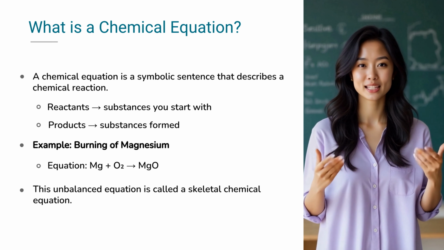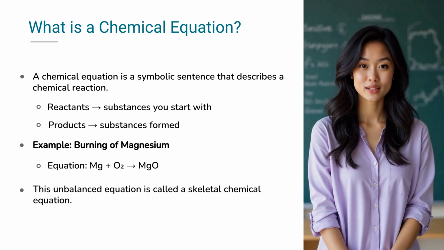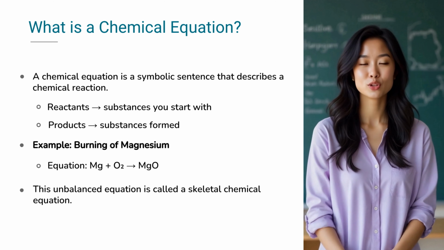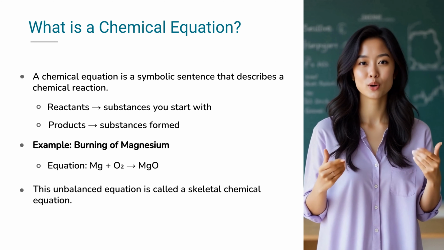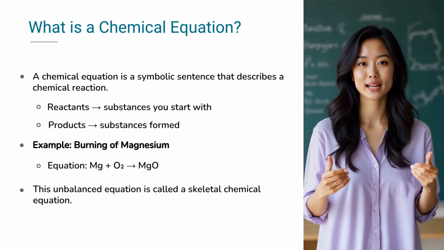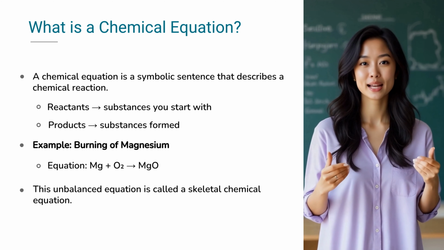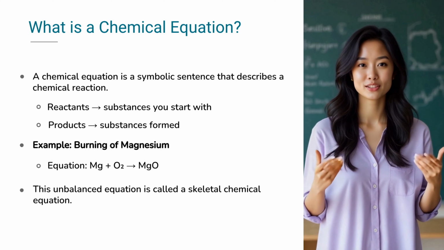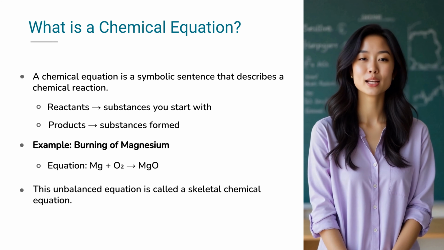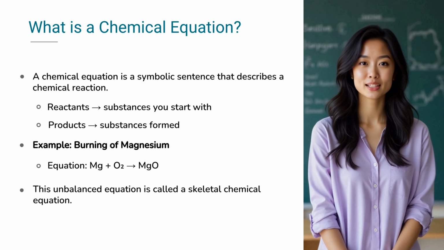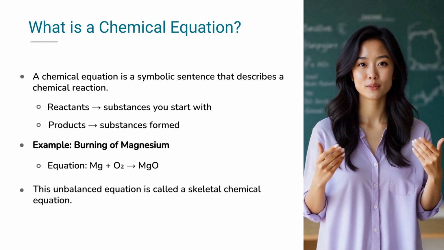Let's look at a classic example. Imagine burning a strip of magnesium ribbon in the air. It glows with a dazzling white flame and forms a white powder called magnesium oxide. First, let's write this in simple words. Magnesium plus oxygen gives magnesium oxide. This is known as a skeletal chemical equation. It gives us the basic idea of what's happening, but it still needs a little fixing. We'll get to that in just a moment.